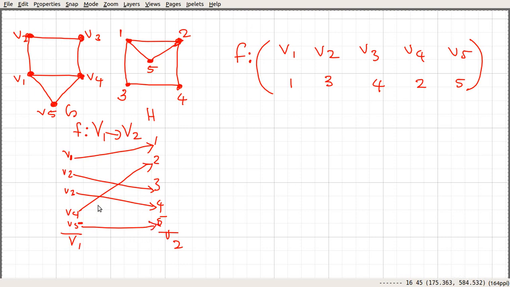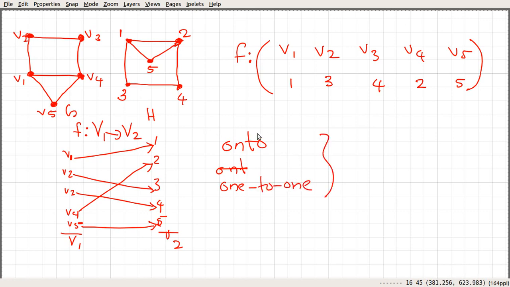Okay, so if you look into this mapping, you can see that every element in this set is covered in this mapping, right? So this function is onto. Similarly, we can see that no two distinct elements of V1 are mapped to a particular element in V2. So it is one to one.